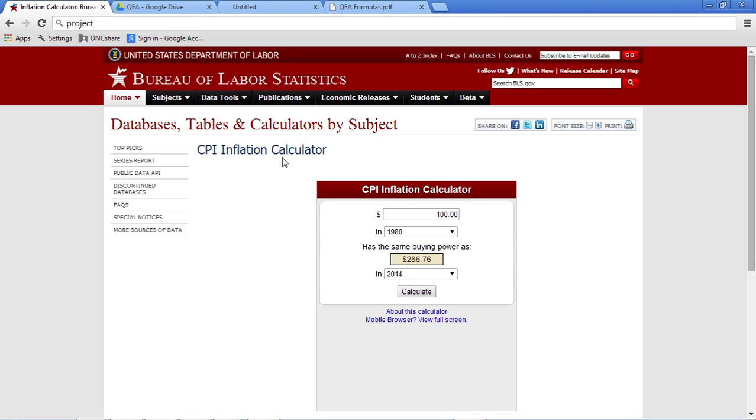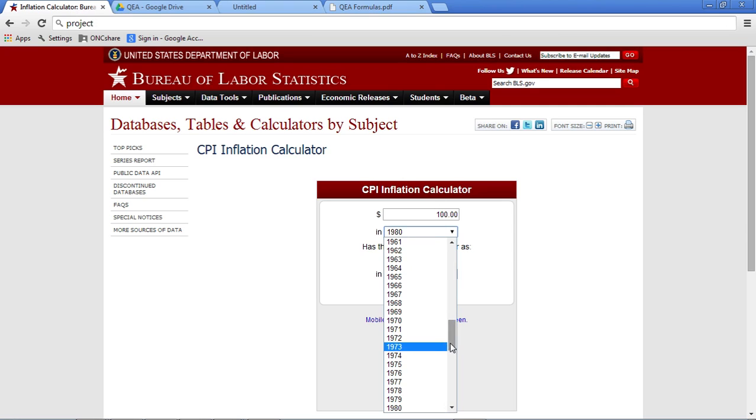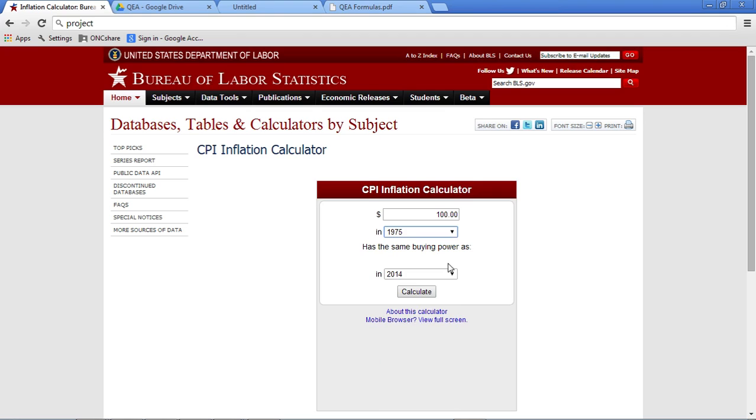If you go to the inflation calculator at the Bureau of Labor Statistics, you can plug in any year between 2014 and 1913. And I'll pick my birth year, 1975, and then I'll figure out $100 in 1975 is the equivalent of $440 today.